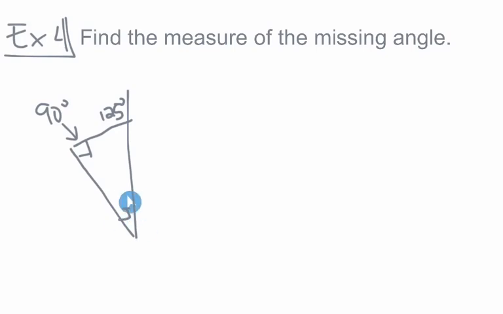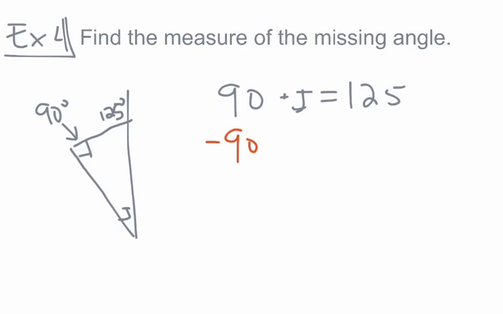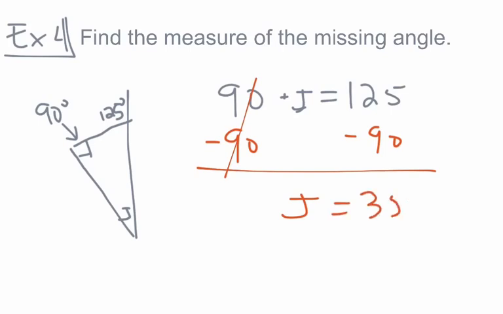And we're asked to find the measure of, in this case, angle J. So the way we set up our equation, it's going to be 90 plus J is equal to 125. Show our work. We subtract 90 from each side. These cancel. We get J is equal to 35. So our answer then is going to be the measure of angle J equals 35 degrees.